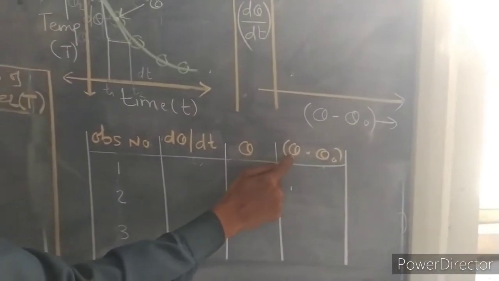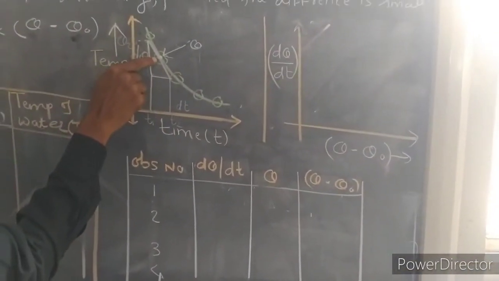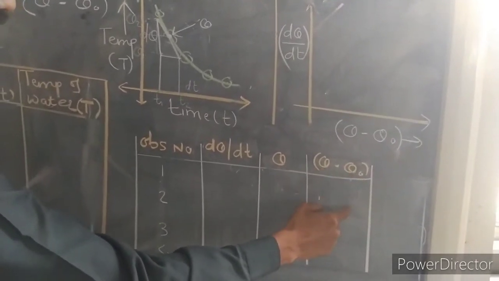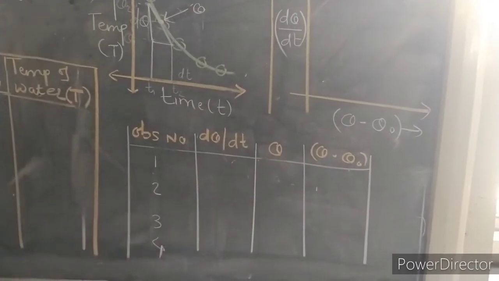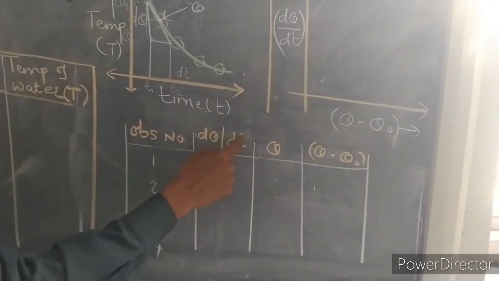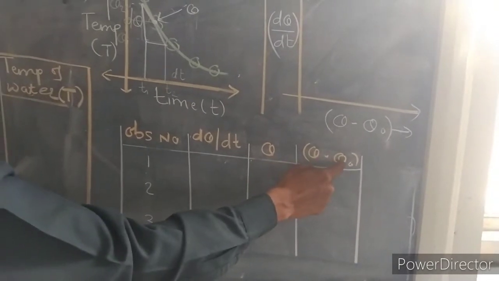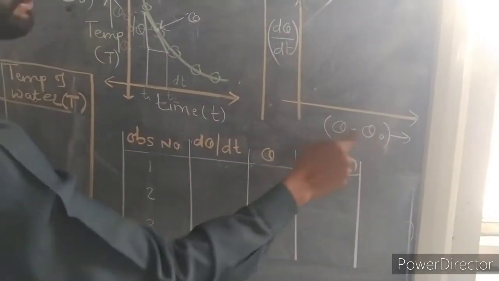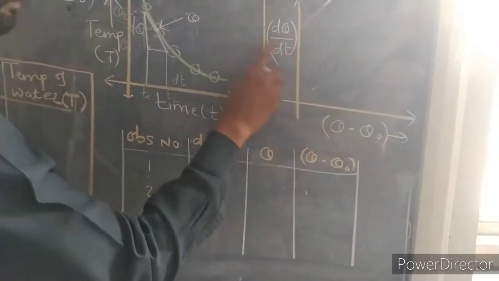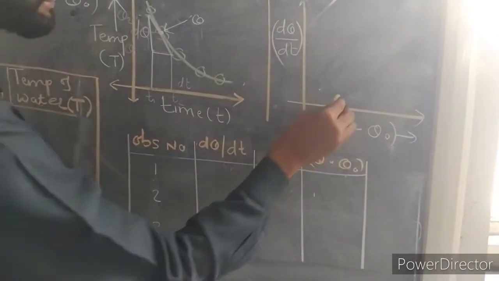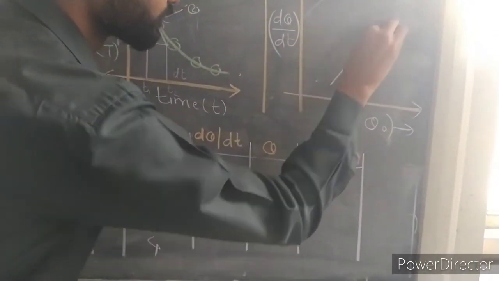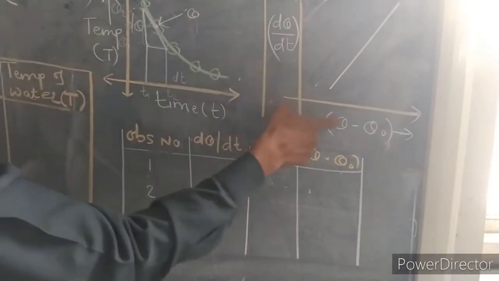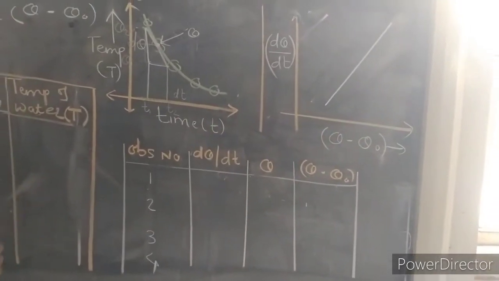Now next, theta minus theta 0. This theta is already discussed here, and this theta 0 is nothing but room temperature. So theta minus theta 0 is the excess temperature; whatever it comes out, write down here, and draw a graph between d theta by dt versus theta minus theta 0. D theta by dt on y-axis and theta minus theta 0 on x-axis. And if you plot the graph, the nature of the graph is like this. That is, d theta by dt is directly proportional to theta minus theta 0.